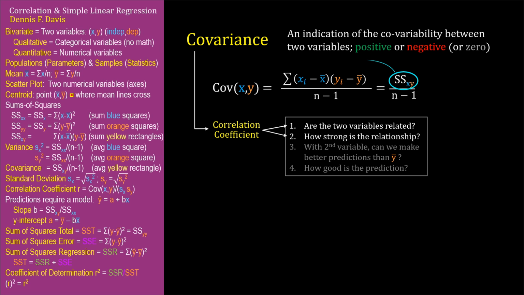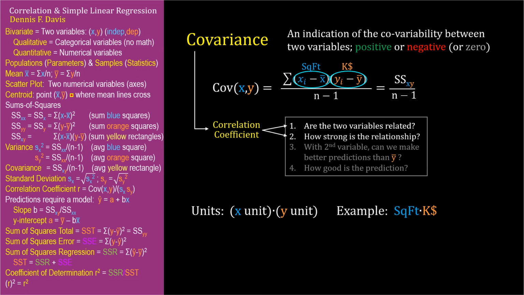Sum of squares xy is the numerator of covariance. It says we multiply each data point's x difference from x bar times its y difference from y bar. X minus x bar will be a number of x units, which for our example is square feet, and y minus y bar will be a number of y units, which is k dollars. The covariance formula says we multiply them, so the measurement units of covariance will always be the x unit times the y unit. That's straight from the formula. For our home sales example, this is square feet k dollars.